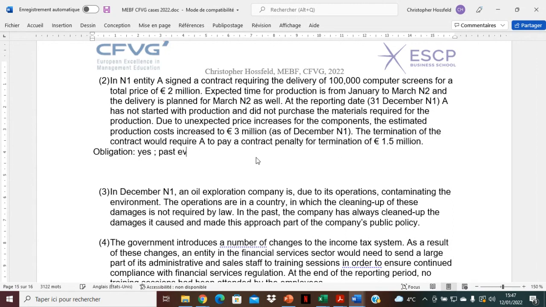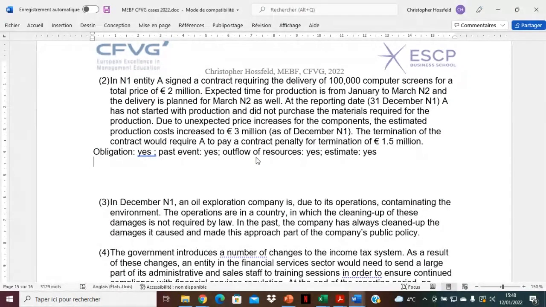Is it related to a past event? Well, yes. The event is the signing of the contract. All right, that's the past event. Will it lead to an outflow of resources? Well, yes, because either way, I cannot get out of this contract without paying something. Either I make a loss or I pay a fine. Either way. Can I make an estimate? Well, yes, because we have already the numbers. That means here, okay, we need a provision.